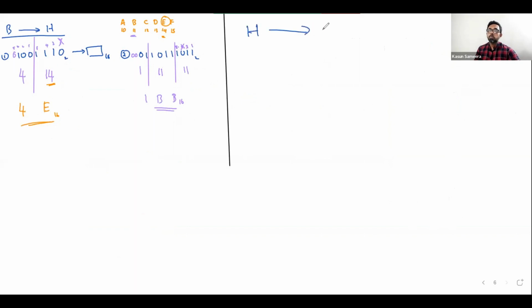Hexadecimal to binary, the reverse technique. First question is 4E, base 16, to binary.